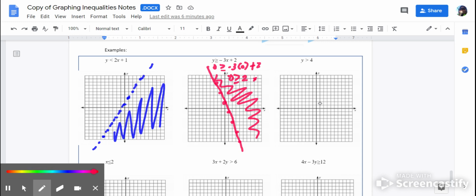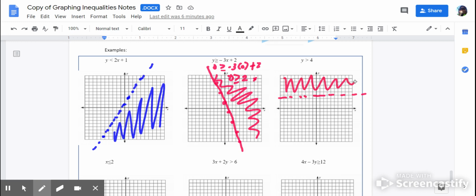For y is greater than 4, you go up to y equals 4. Remember, this is a horizontal line, just greater than, so it's a dotted line. And is it true that 0 is greater than 4? No, it's not, so I shade on top.